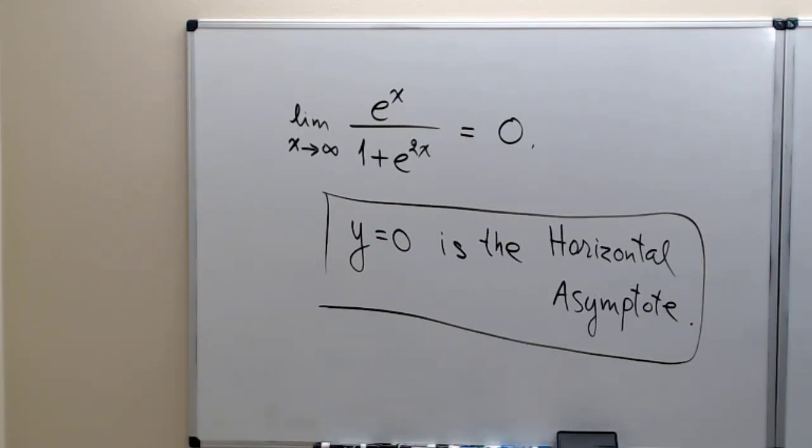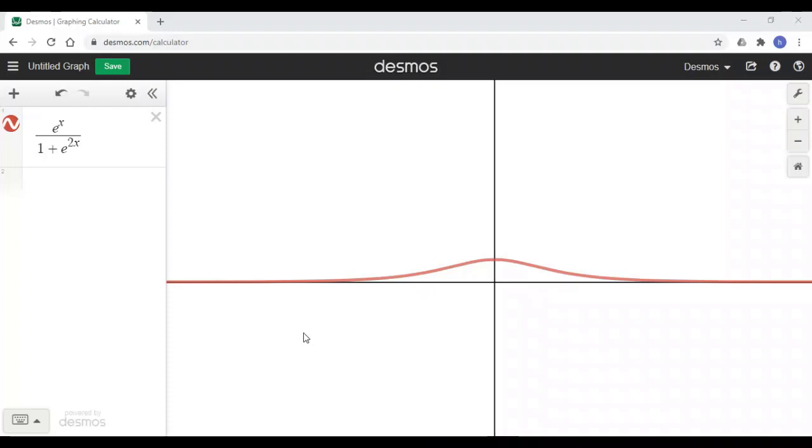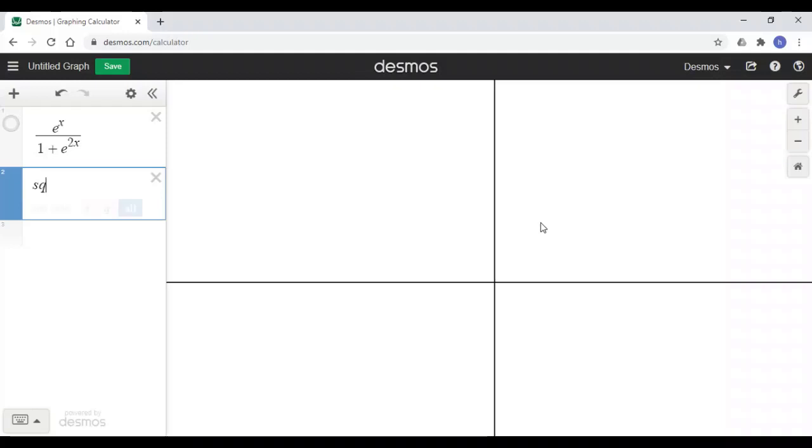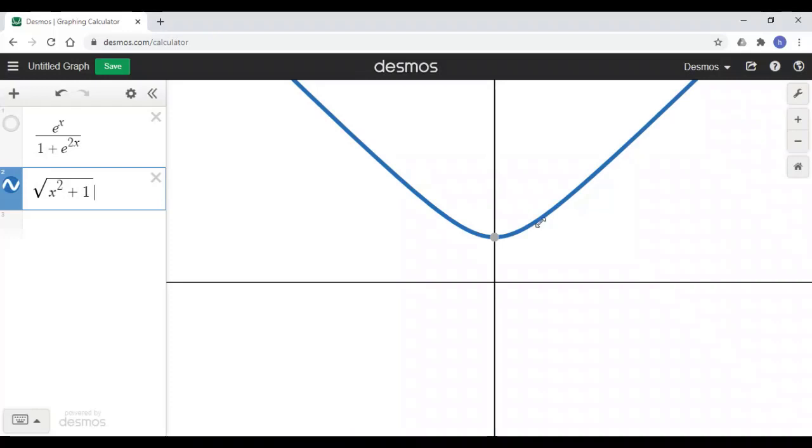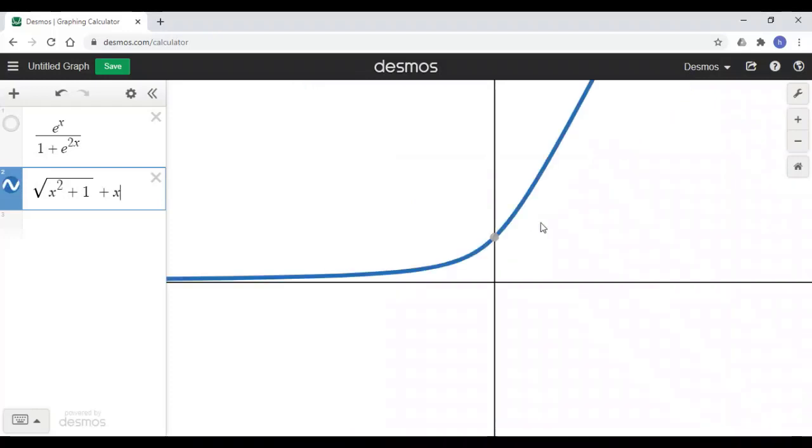Let's say, let's look at our function. Let me turn this function off, and look at some other function even before that. How about the square root of x squared plus 1 and plus x. All right.